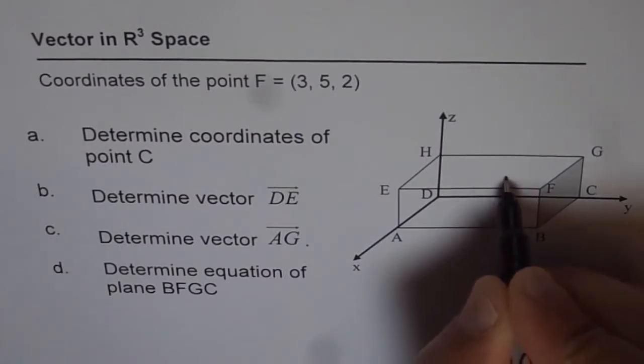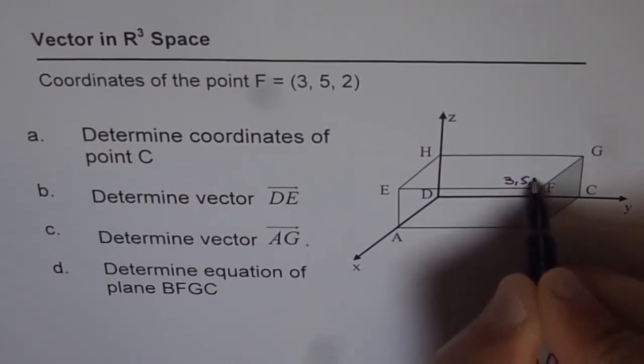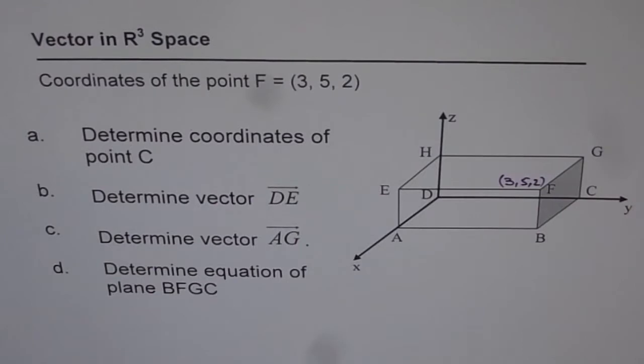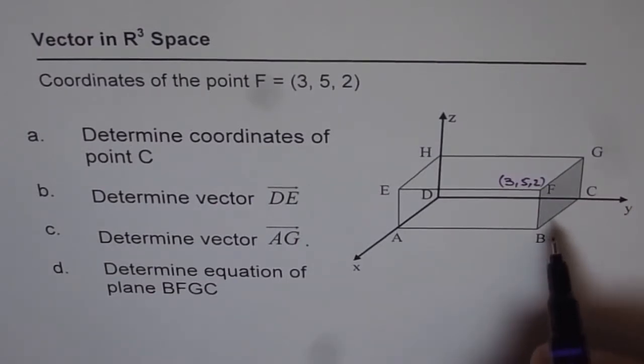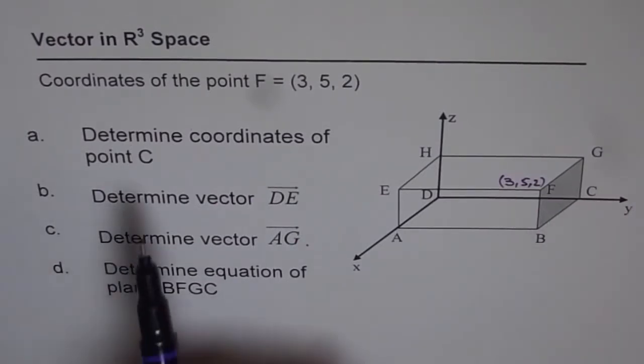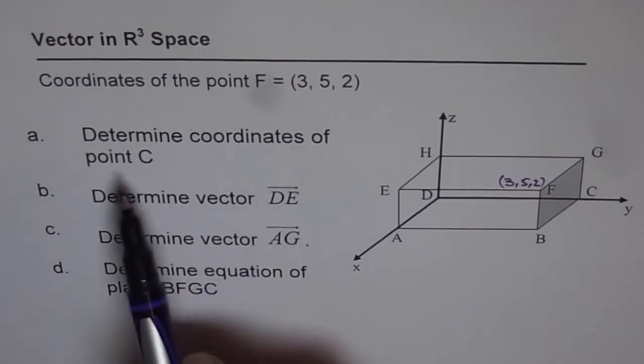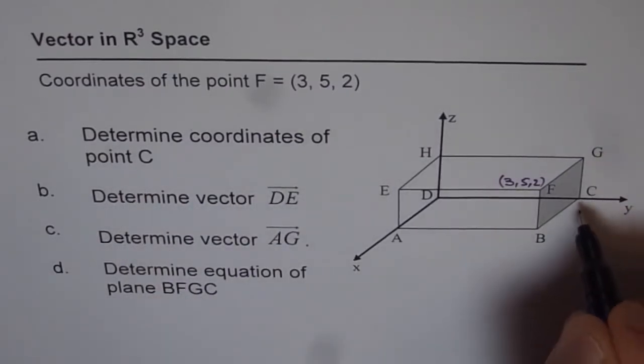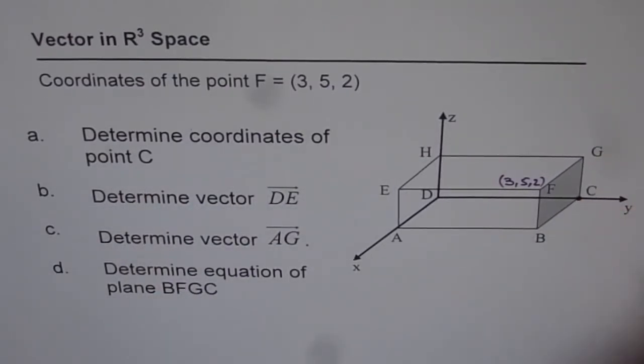So let me write down 3, 5, 2 right here as the coordinates of point F. Now let's answer the questions. First one is, determine the coordinates of point C. So we need to find the coordinates of point C, which is right there.